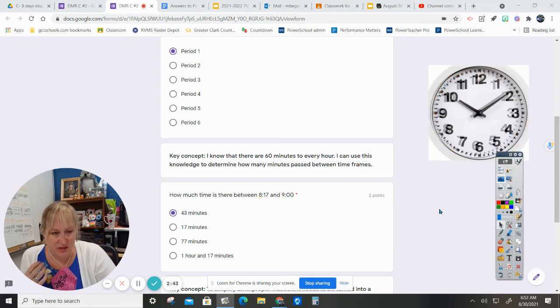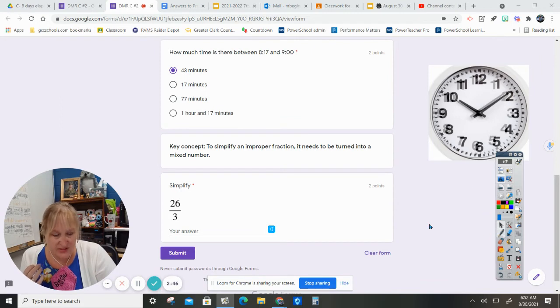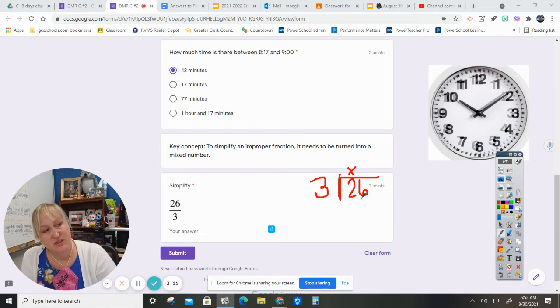Next, we're going to be focusing on how to change these into a mixed number. I need to break this apart into my factors of 3. So I'm trying to figure out how close to 26 I can get. Let's see, 3 won't go into the 2, but it'll go into 26. 3 times 6 is 18. 3 times 7 is 21. 3 times 8 is 24. 3 times 9 is 27.